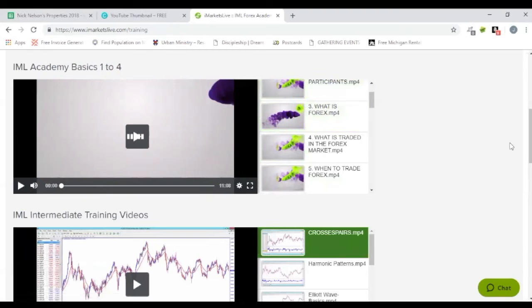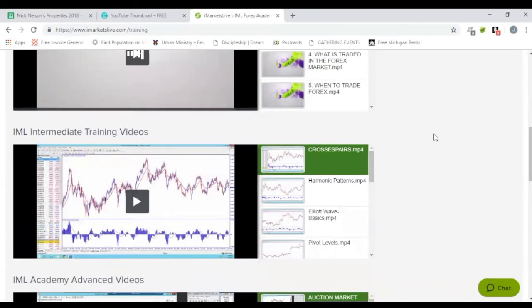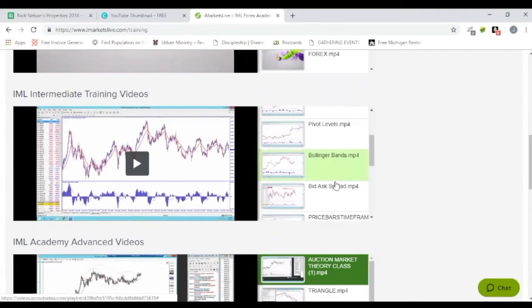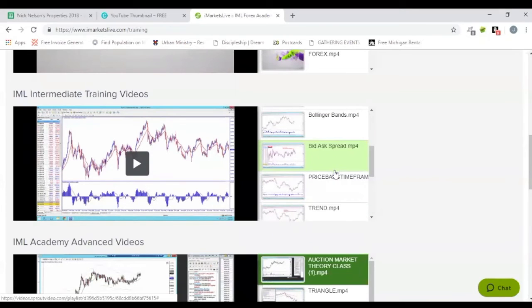But once you get through the basics, you're going to go into the intermediate section. It's going to show you crosses. It's going to show you harmonic patterns. It's going to show you Elliott wave, pivots, Bollinger Bands. Now suddenly you're going to start learning how to use some of the indicators and things like that, price bars.